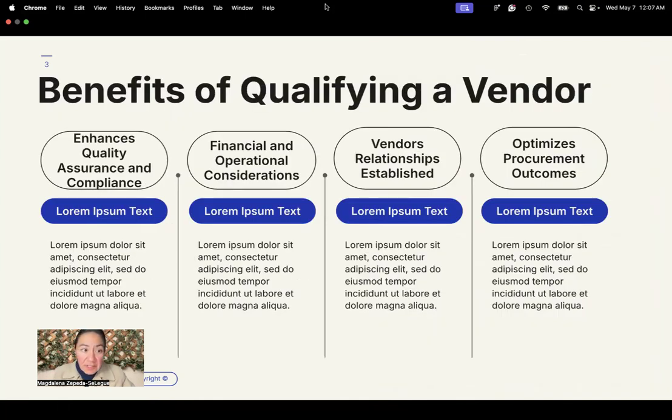There are benefits of qualifying a vendor. This is our rough draft, so we have only the outline, but it does enhance the quality assurance process instead of just saying, oh, I will choose that one, without really digging deep into what a vendor is going to provide. Financial and operation considerations are made, and the best bang for your buck usually comes out when you qualify a vendor. Also, vendor relationships will be established. So this is just the beginning and the foundation of what may be later work. And then, of course, the procurement process is optimized when a vendor is qualified to serve an organization and to sell.